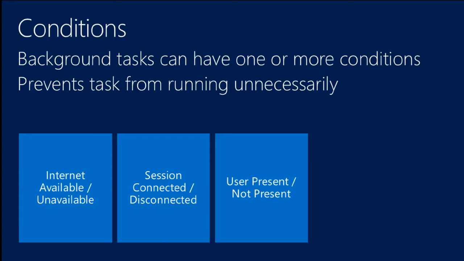The only thing to watch for is to not make it contradict your trigger. So if your trigger's firing off when the internet's available and you have an internet unavailable condition on your trigger, it will never fire. So you do need to make sure you have those set up appropriately.